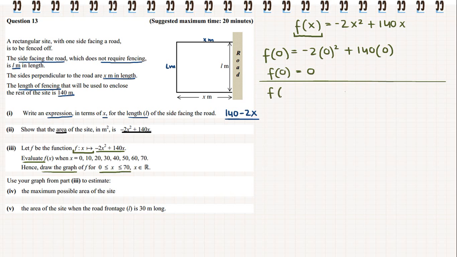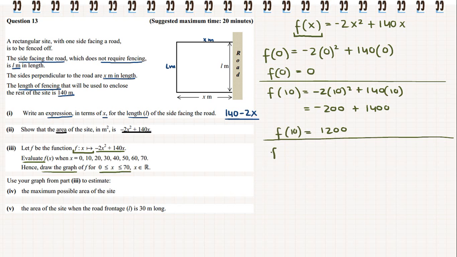The next one, f of 10. We're evaluating the function when x is equal to 10. So minus 2 by 10 squared plus 140 by 10. We're going to get minus 200 plus 1400. So we get 1200. Next one we have is f of 20. So we do the same. We fill in 20 for x.